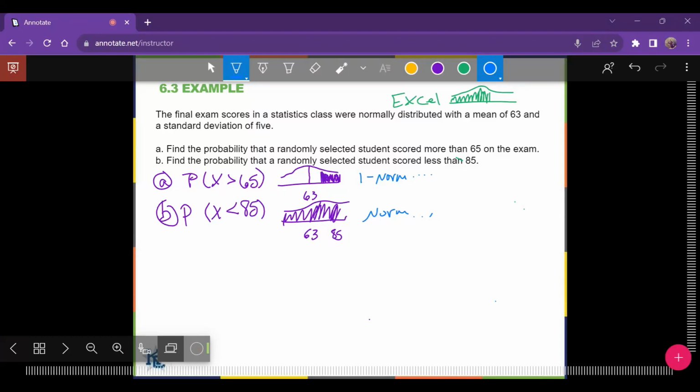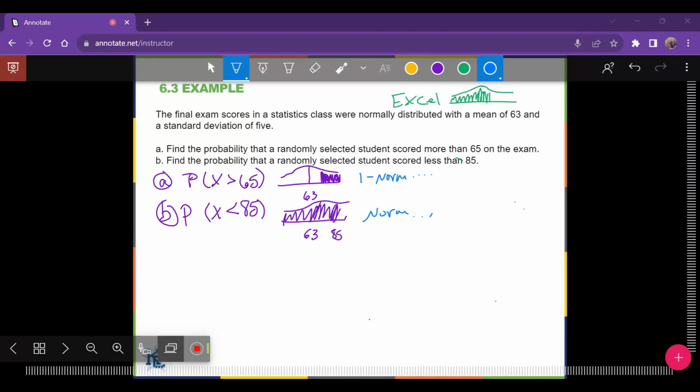But that's just a refresher of why we use 1 minus a distribution, and then why we just use the distribution. So for the A, we're going to do 1 minus because it's greater than. We can start typing normal distribution, and we're going to choose norm.dist. Our X in this case is 65. Our mean is 63. Our standard deviation is 5. And we're always using true when we do normal distribution. So we get that the probability is 0.3446.